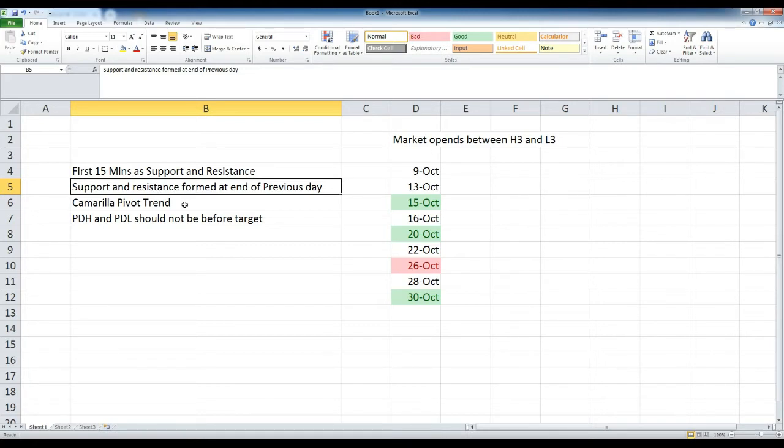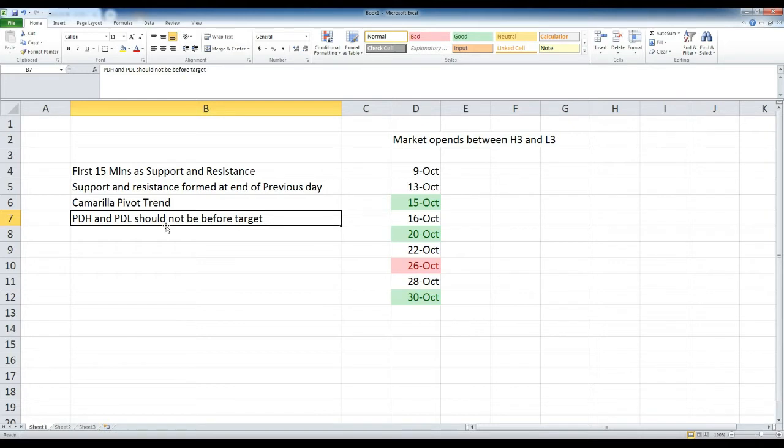Also the trend with the Camarilla pivot points, I will explain what it means. And you should consider that the previous day high and previous day low should not be between our targets. If you take a trade with a target of L3 or H3, you should not have the previous day high or low in between, because that will act as resistance or support and prevent you from reaching the target. But still we can take trades. I don't say that you should not take trades if we have these criteria.